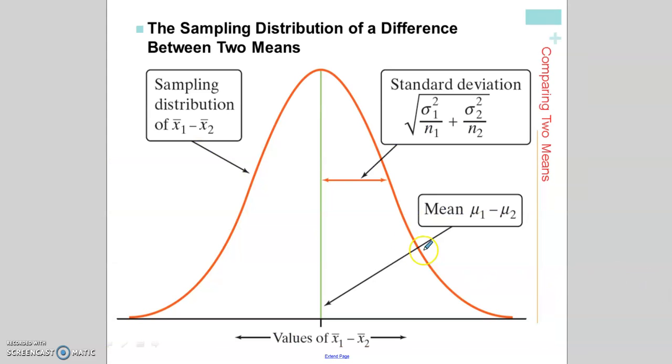So then here's a picture of that same information. This is what we'd expect the sampling distribution of a difference between two means to look like. Normal distribution, again, if the populations are both normal or if the sample sizes are at least 30. There's the formula for standard deviation, and we'd expect it to be centered at that mean.